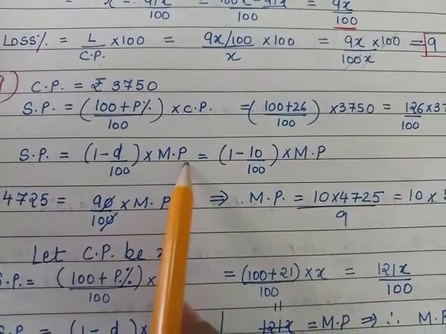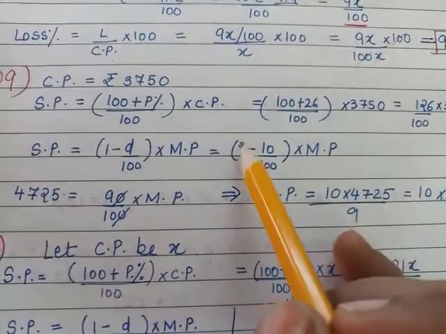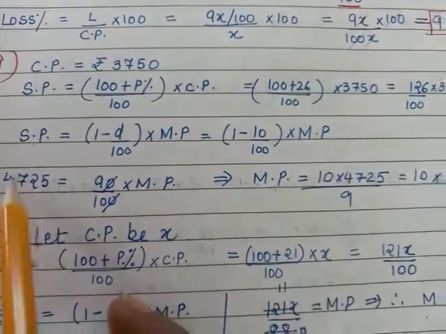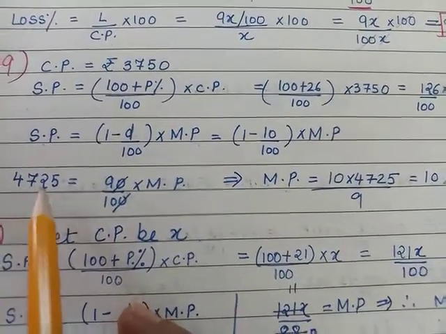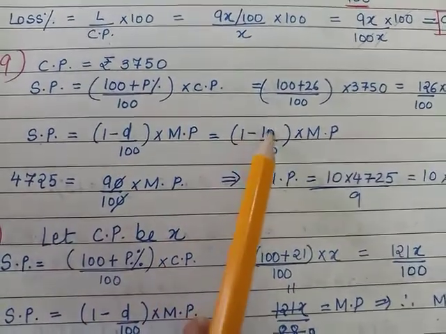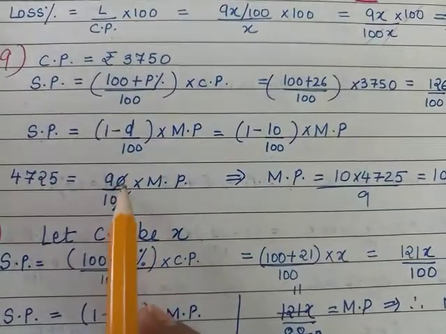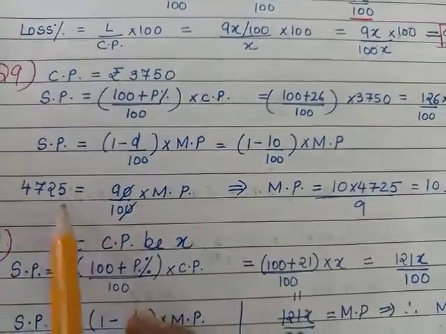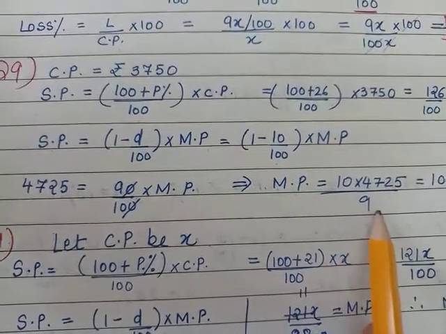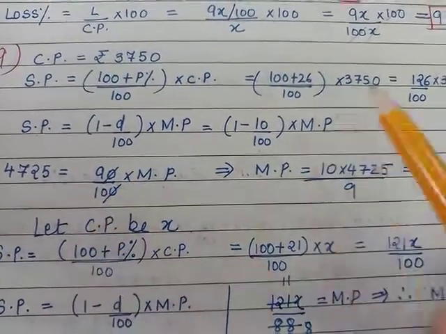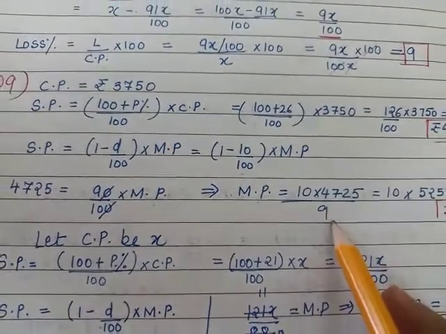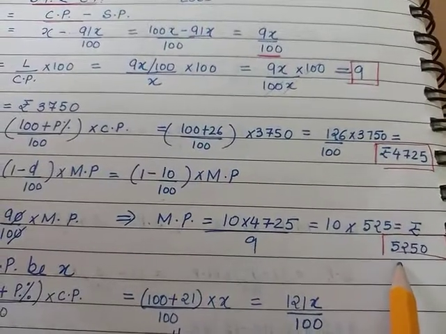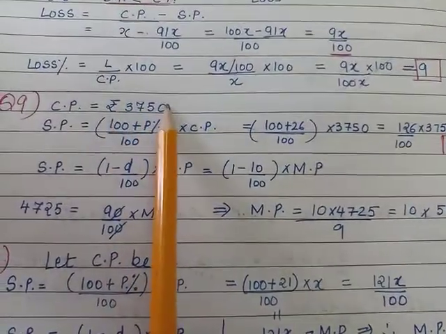Now we know the selling price, we know the discount percent. Can we calculate the mark price? So I have calculated the mark price. Discount percent is 10, so 10 upon 100 into mark price, and we equate it to the selling price, that is 4,725. So 1 minus 10 upon 100 will give you 90 upon 100 into mark price. Mark price becomes 4725 into 100 upon 90. I have already cancelled, so it became 10 by 9. And when we multiply, it becomes 5,250.